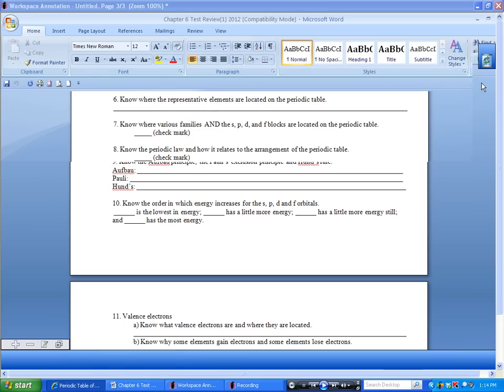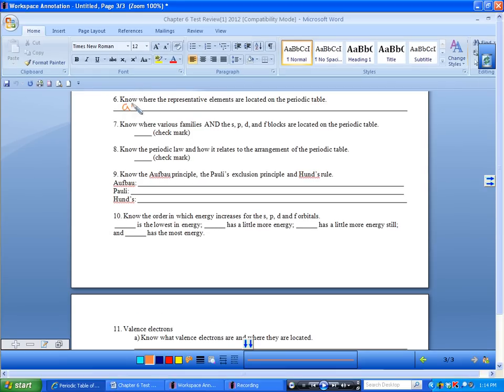All right, so let's see if it'll let me write. All of the S block and all of the P block are the representative elements.